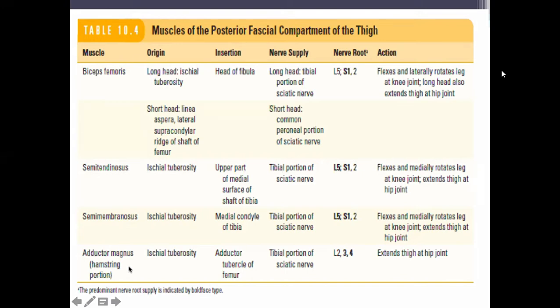The adductor magnus, the hamstring portion, also originates from the ischial tuberosity and is inserted into the adductor tubercle of the femur. The nerve supply is from the tibial nerve. Its action is to extend the thigh at the hip joint.